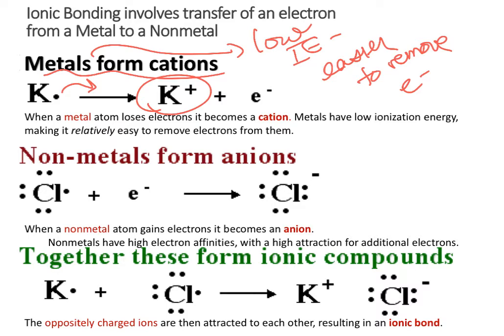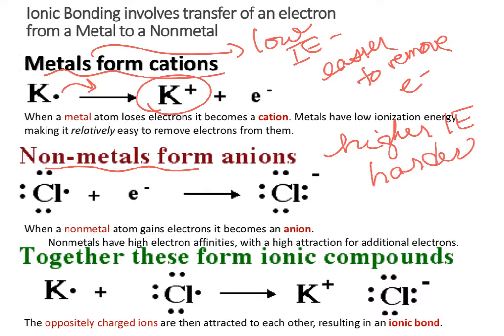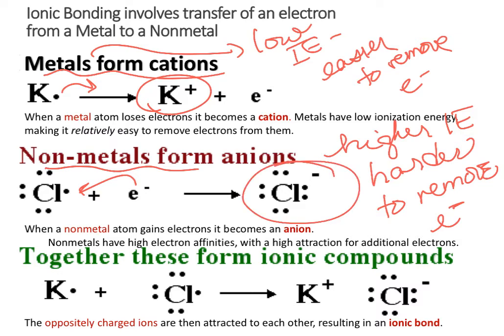Nonmetals to the right of the stair step have higher ionization energy, which simply means that valence electrons are more tightly held to the nucleus, and so it requires more energy to remove them. So nonmetals in general do not tend to become cations. They prefer to accept electrons from metals or other electron donating substances to become anions.